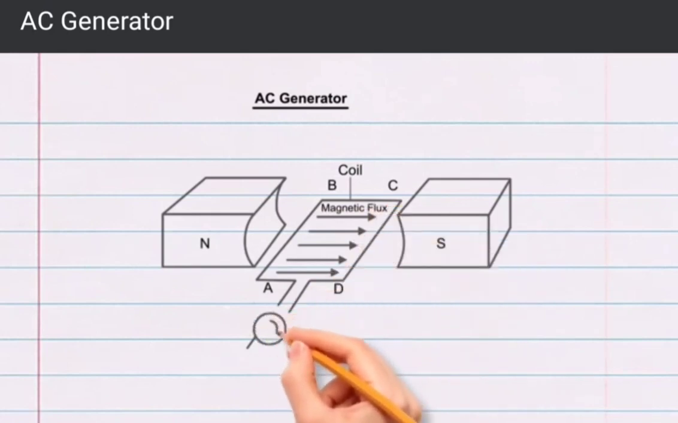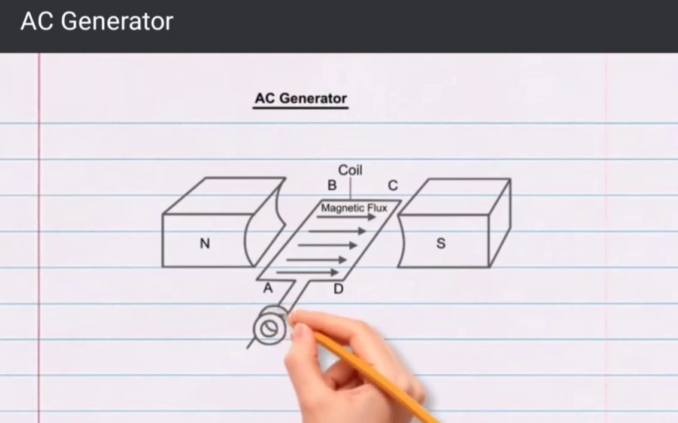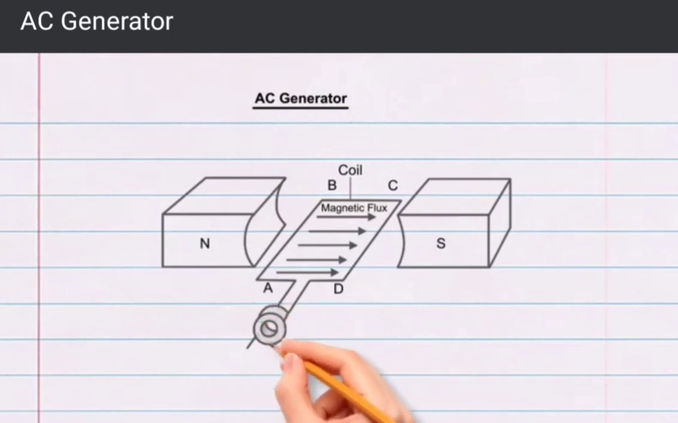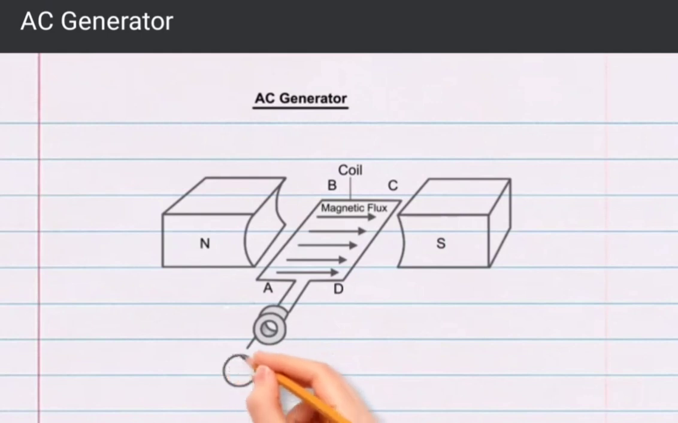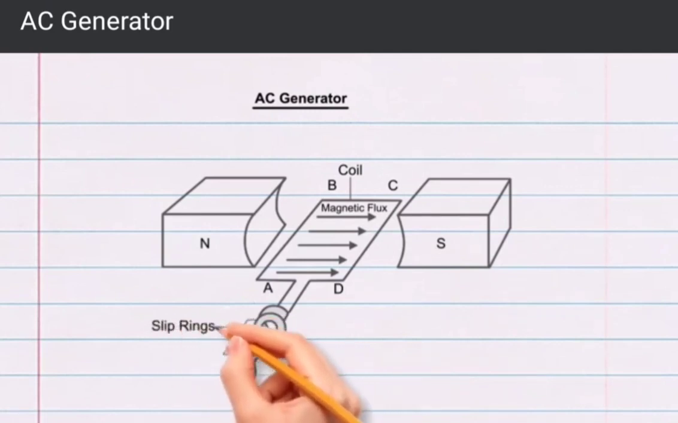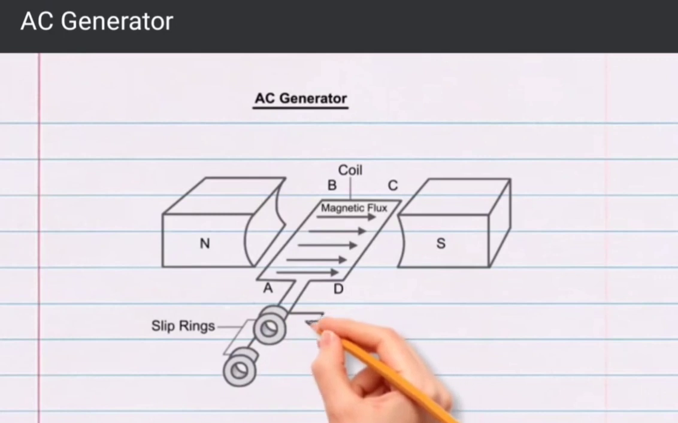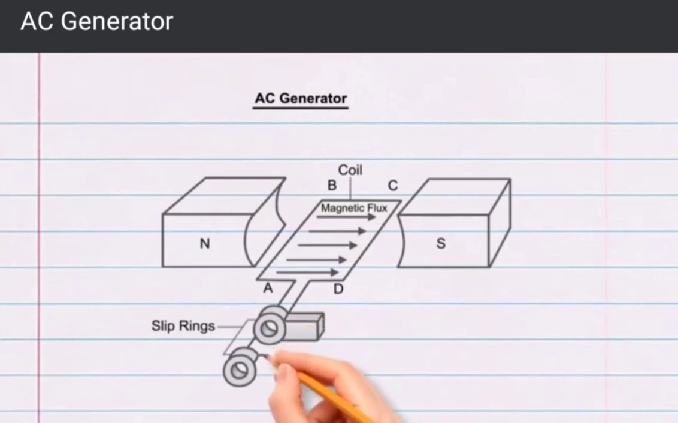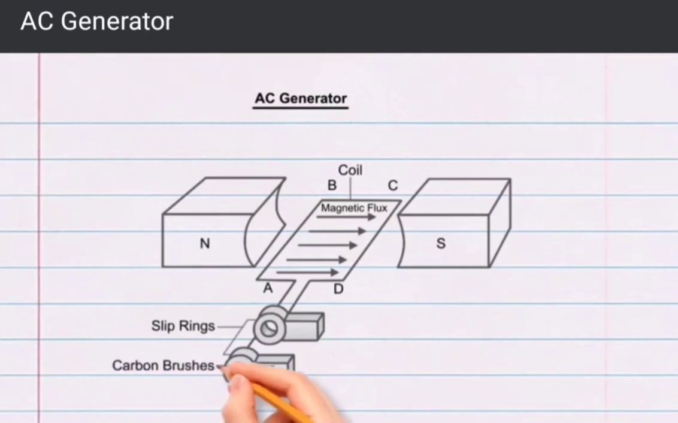Draw 2 circles and connect them to form a horizontal cylinder and shade it. Similarly, draw one more cylinder with same size a little away from the first cylinder. Label the cylinders as slip rings. At the right side of each cylinder, draw a rectangular block. Shade both the rectangles. Label the rectangular blocks as carbon brushes.